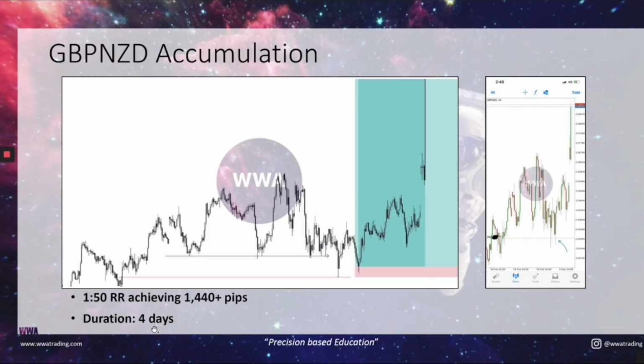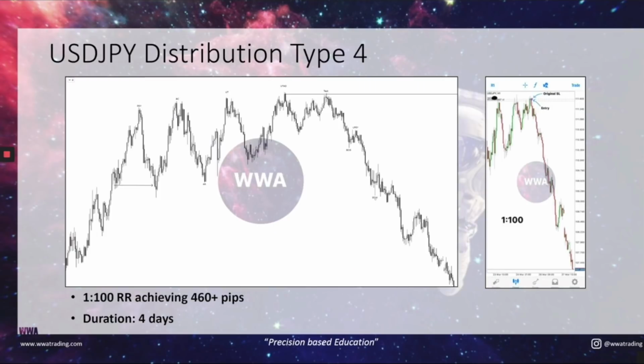That is the power of precision trading and maximizing your risk reward ratio. The next trade I want to show you is USD JPY. It is a type 4 distribution, and this trade was a 1 to 100 risk to reward. Again, you can see the MetaTrader screenshot, and again, this was all journaled and documented live and can be seen on our Telegrams and Instagram.